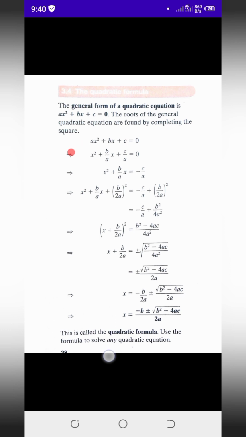Hello, good morning. So we are trying to show how to prove the formula of the quadratic equation, which is the general formula for the quadratic equation. So this is the idea. The general form of a quadratic equation is ax squared plus bx plus c is equal to 0.